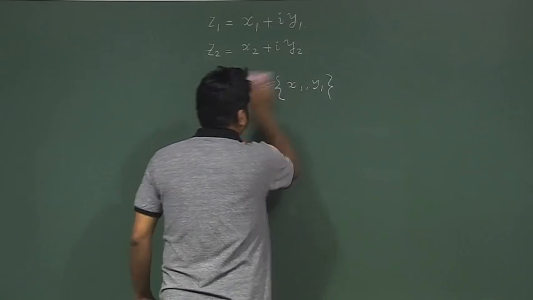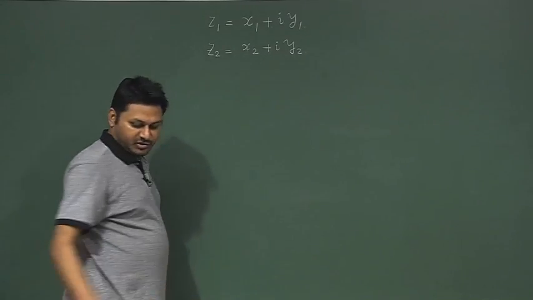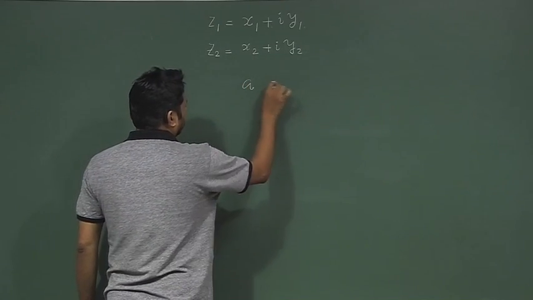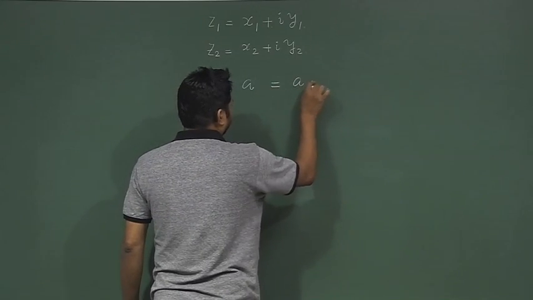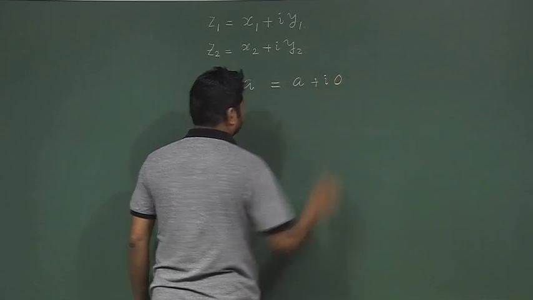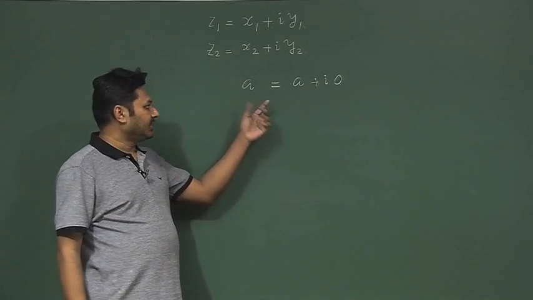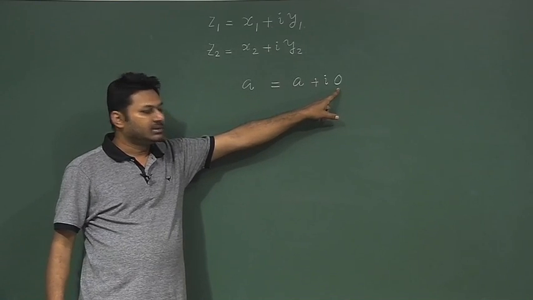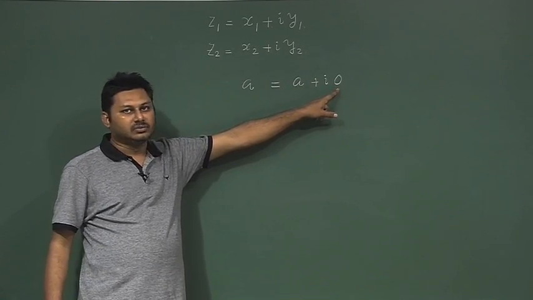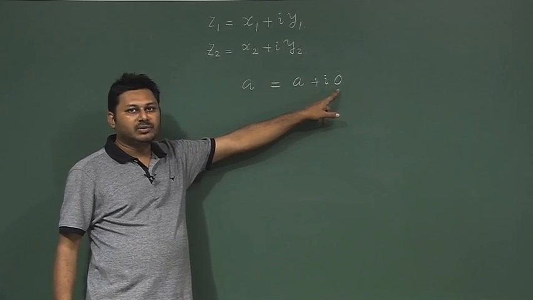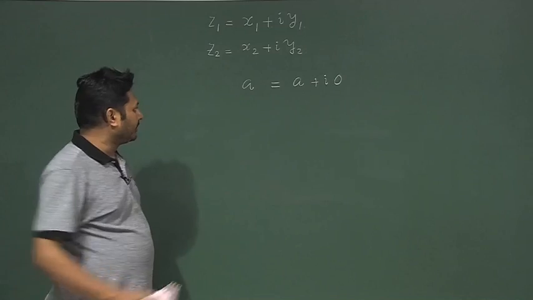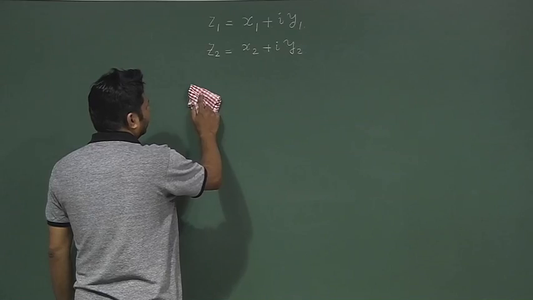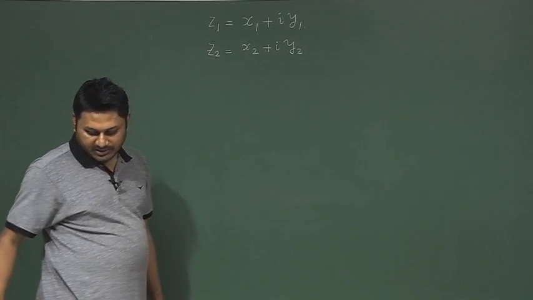However, in general a real number, say a, can also be represented as a plus i into 0. So, a real number can also be represented as a complex number where the imaginary part is 0. I multiply i with 0, so that gives 0. In general, a real quantity can also be represented as a general complex number. Okay, so z1 and z2 are here.